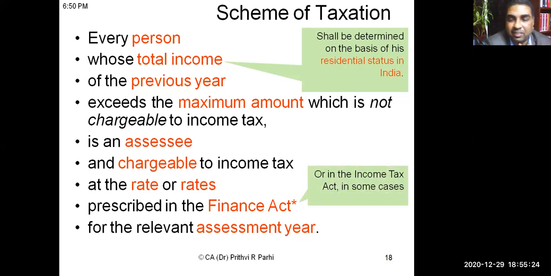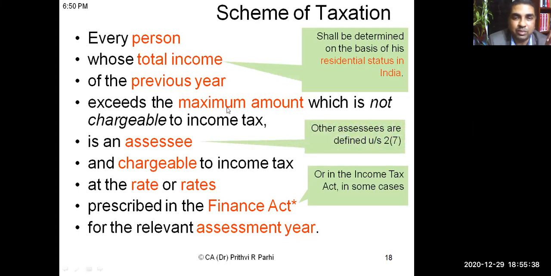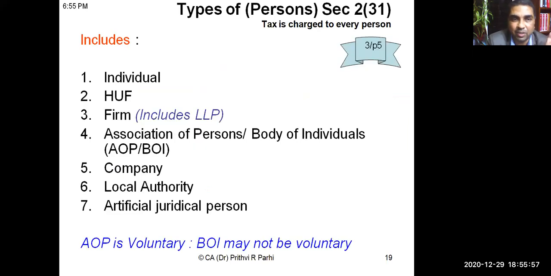As I told you, the normal tax rates, the slab rates, are prescribed in the Finance Act, but in certain cases some tax rates are also provided in the Income Tax Act. And as you know, if tax is payable, that person will be called an assessee, but the exact definition of assessee is provided in section 2, clause 7. So at the appropriate point of time, we'll be understanding the meaning of assessee by referring to this section.